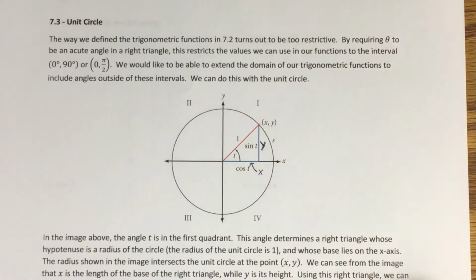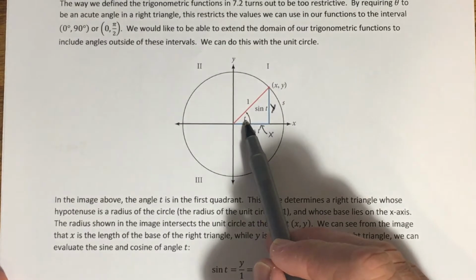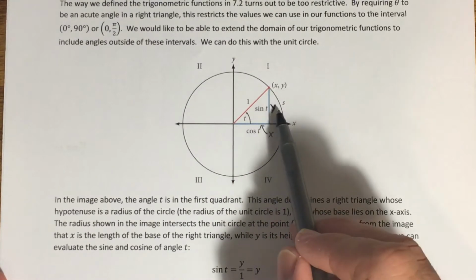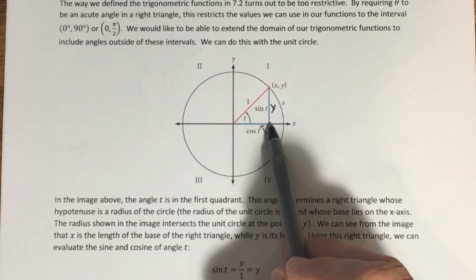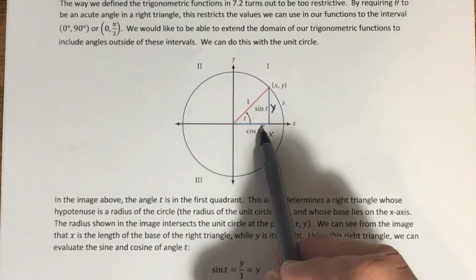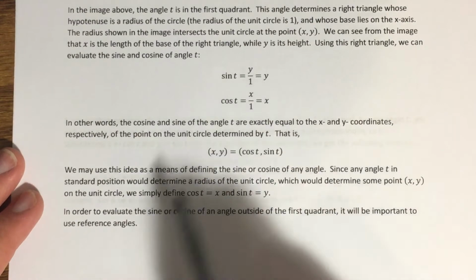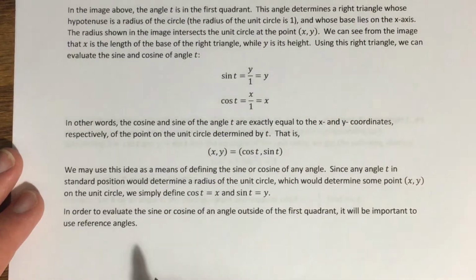So what does that mean if we were to look at the sine and cosine of that angle T? Well, what is the sine of T? Sine of T should be opposite over hypotenuse. That would be y over 1. Similarly, the cosine of T should be adjacent over hypotenuse, which in this right triangle is x over 1. Both of those simplify. Sine of T is y over 1, which is the same as just y. Cosine of T is x over 1, which is the same as x.